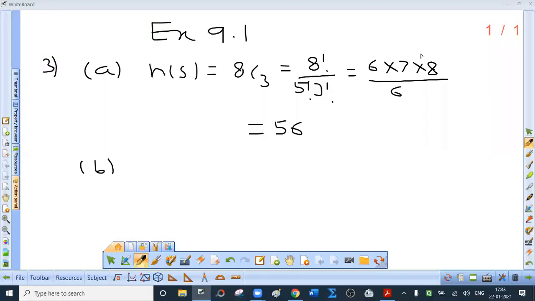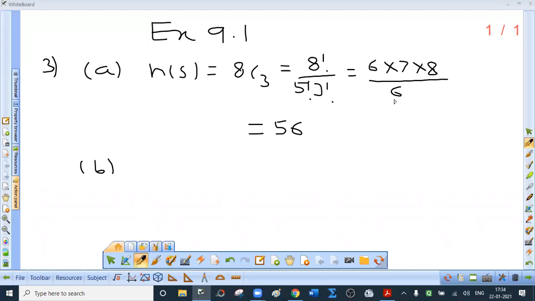Third sum, find n of S for each of the following random experiments. A, from an urn containing 5 gold and 3 silver coins, 3 coins are drawn at random. So in all there are how many? 8 coins, of which 3 are to be drawn, selected. Selection means combination. So what is the number of selections? 8C3, 8 factorial upon 5 factorial into 3 factorial. 6 into 7 into 8 by 6, that is 56.